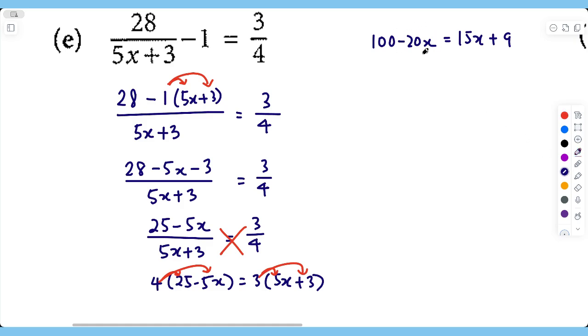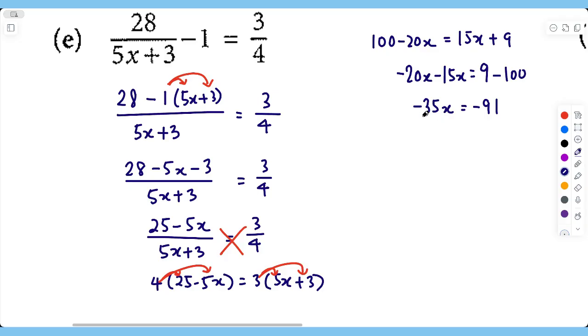Now let's keep all the x term on the left side. So we keep negative 20x. Bring over positive 15x, that becomes negative 15x. Let's keep 9 on the right side, and we need to bring over positive 100, and that becomes negative 100. This is negative 35x is equals to negative 91.